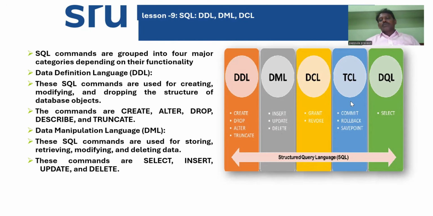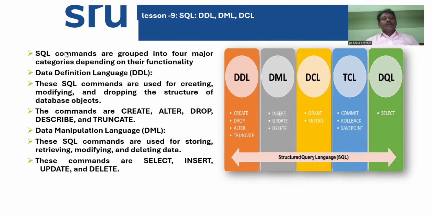And transaction control language commands, right? Transaction control language commands are used when we use transactions. Commit permanently saves the data in the database. Rollback is nothing but an undo. And next, savepoint, we create an area for storing the data. And next one is DQL, data query language command, that is the select command. TCL is transaction control language. And DQL is the select command.